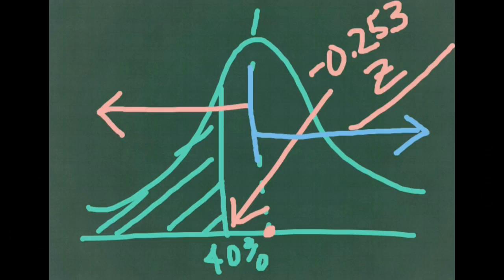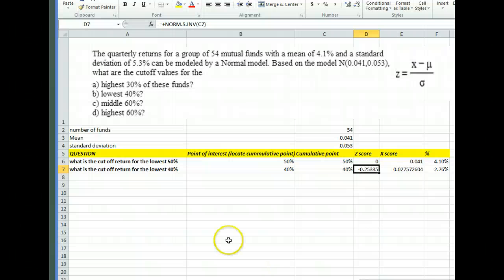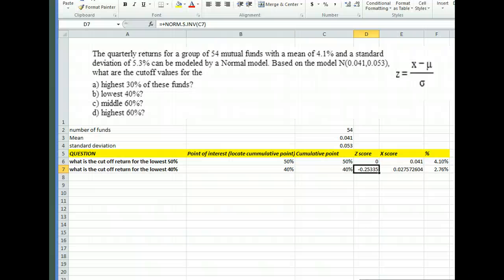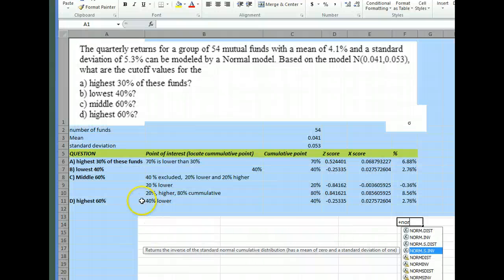Once you understand how to translate a point with a certain cumulative percentage into a z-score, and then translate a z-score back to x using this formula, you will be golden with this. So this is going to be the brunt of the question. Let's look at the question now to see if it flows a little better.